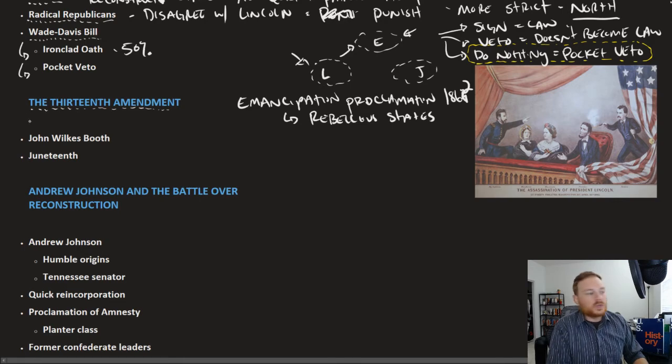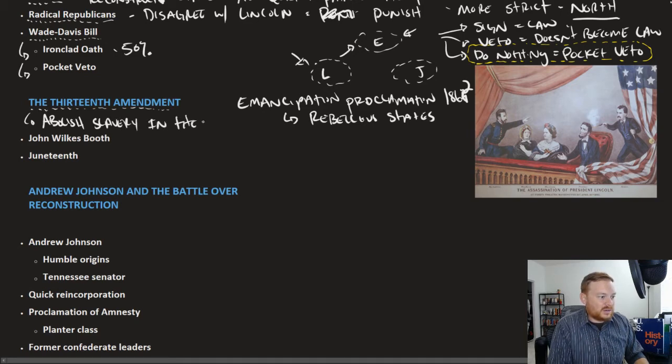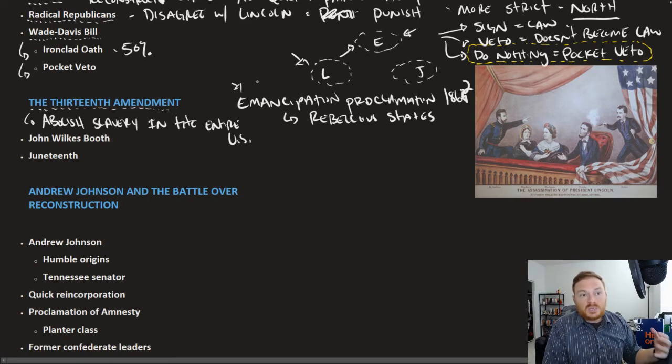So the 13th Amendment would abolish slavery in the entire U.S. And an amendment to the Constitution is actually much stronger than more or less an executive order, which is what Lincoln set forward. It's even more strong than a law. It actually gets written in the Constitution, which is like the concrete rule book for the United States government.